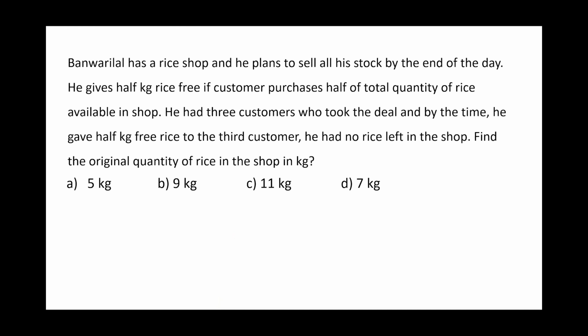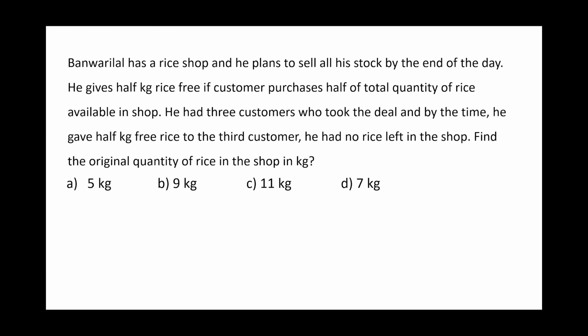So what does the question say? There's a shopkeeper who plans to sell all his rice by the end of the day. He gives half kg rice free if the customer purchases half of whatever quantity of rice is available in his shop. He had 3 customers who took the deal, and by the time the 3rd customer comes and takes his free half kg, the shopkeeper had no rice left in the shop. So what is the original quantity of rice in the shop?